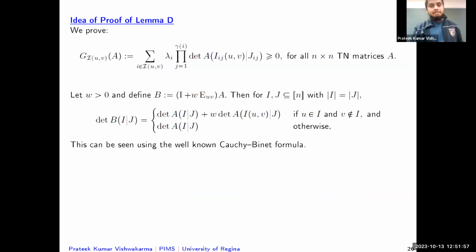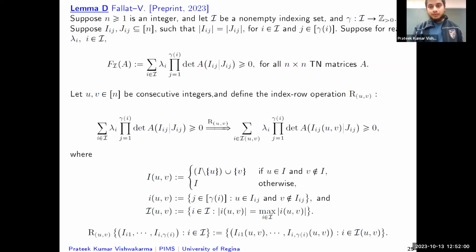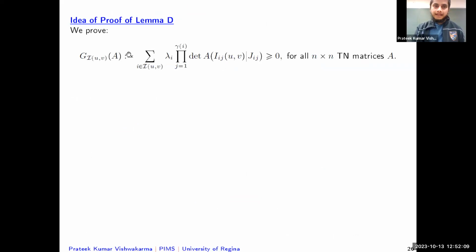And finally, to see the proof of that result, we want to prove that this inequality that we have here holds true for all totally non-negative matrices. So suppose we call this on the left hand side G. We have something like this, and we want to show that this is non-negative. So what we do is we start with a totally non-negative matrix A, and we multiply the factor identity plus W E_UV on the left of it, where W is any positive real number, and U and V are the same consecutive indices corresponding to the row operation R_UV.